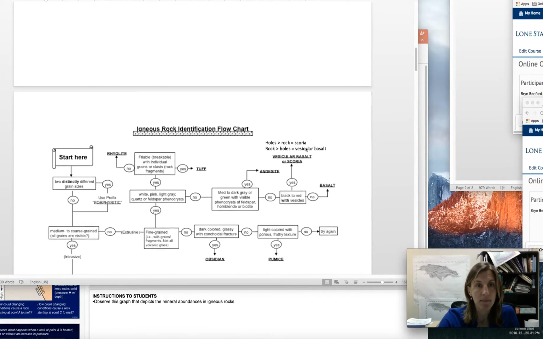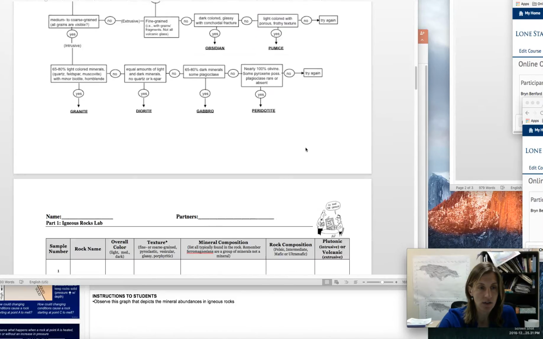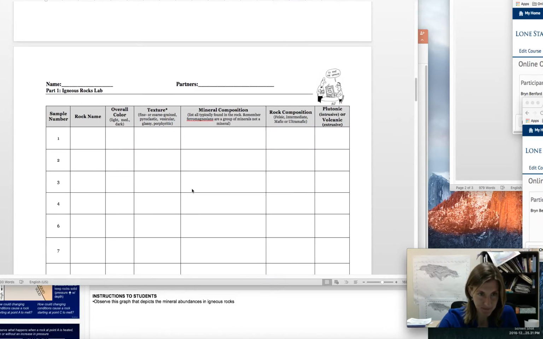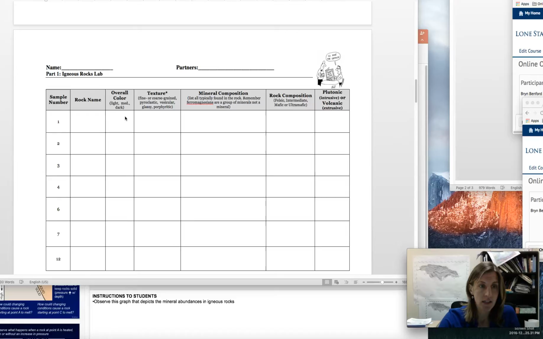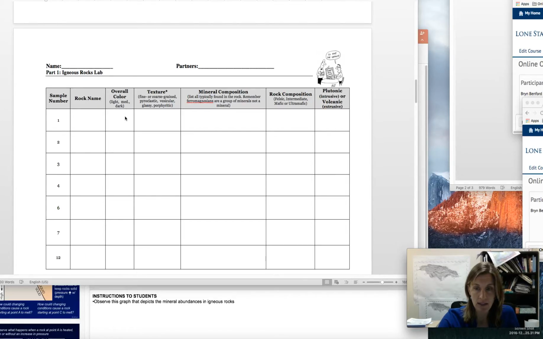Okay? And so you will then fill in this chart here with all the things. The color, I worry less about that. That's kind of what might help you. Texture, is it fine grained or coarse grained? Pyroclastic means it's made up of rock fragments. Some of these terms you might find more in chapter 6 when we get to volcanoes, so you might want to look there a little bit. Vesicular is what we said about the holes. Glassy, that's the shiny appearance. Porphyritic, two distinct grain sizes.